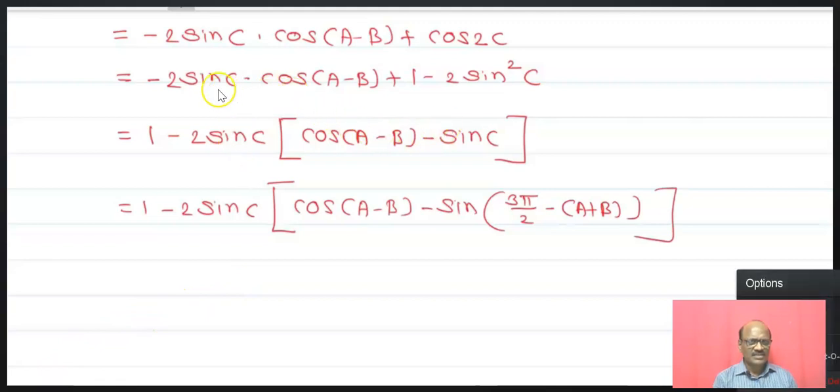Now see this again here. From these two terms, that is from this term and this term, we have taken minus 2 sin C common. And here C is replaced by, that is A plus B plus C is equal to 3 pi by 2, and that's why C is equal to 3 pi by 2 minus in bracket A plus B. Now see this here.